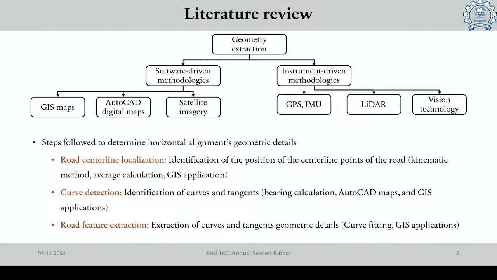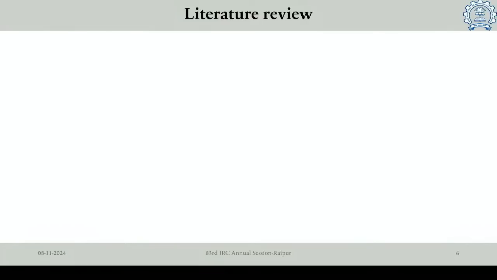Those are the road centerline localization, curve detection, and the road feature extraction. In the road centerline localization, the identification of the centerline points of the curve is performed. These are done using the kinematic methods, average calculations of the to and fro trajectories, and the GIS applications. In the curve detection, the curves and tangents are identified using the bearing calculations, AutoCAD maps, and the GIS applications. In the road feature extraction, the final curves, geometry of curves and tangents are extracted. This is extracted by using the curve fitting and using the GIS applications majorly.